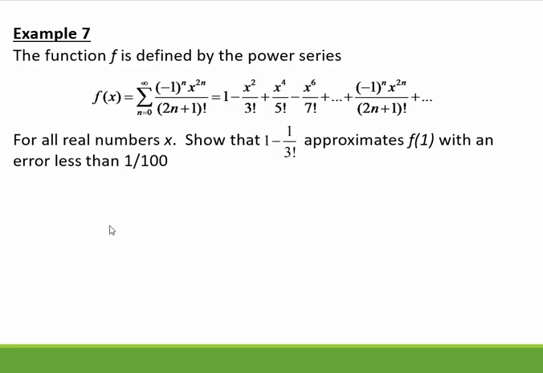Okay, last example. Ooh, this is a long one. It's going to be interesting trying to teach this tomorrow in class. Okay, function defined by this power series for all real numbers x. Show that you can approximate f of 1 with an error less than 1 over 1000. So 1 over 3, so what term do I go to? I go to my next term. So I go to this next term.